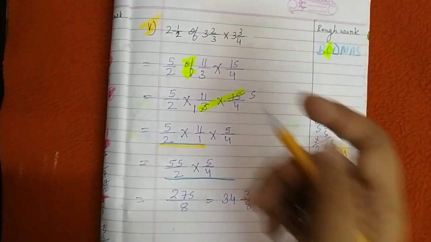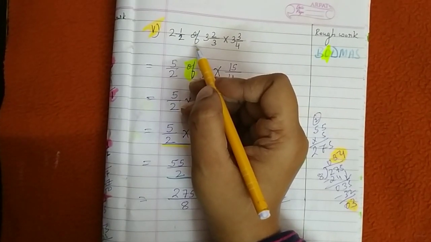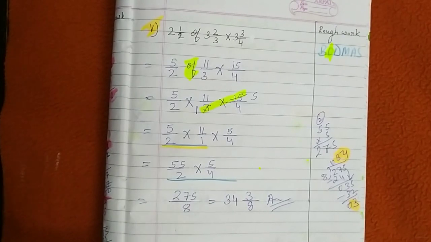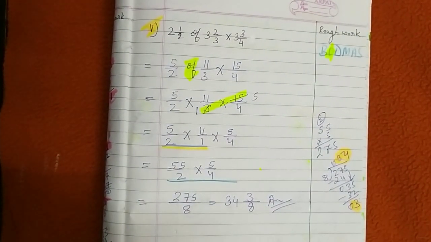This much is clear. How do we do "of" sums? We change "of" into multiplication. Why? Because "of" means multiply. This much is clear? Good.